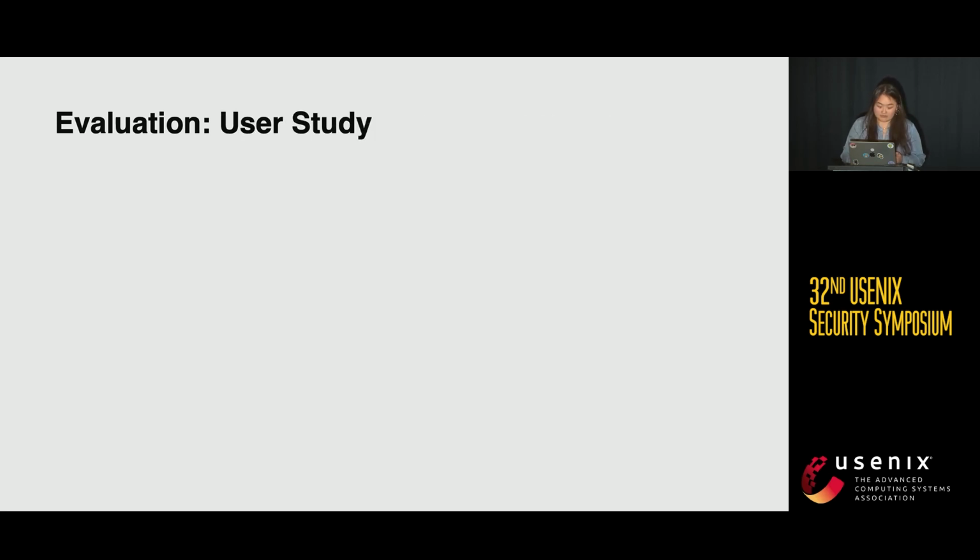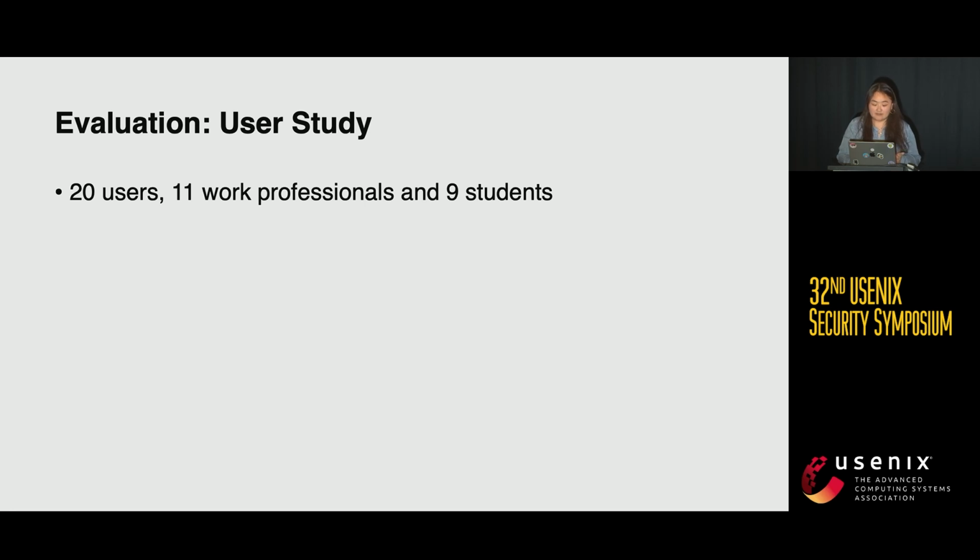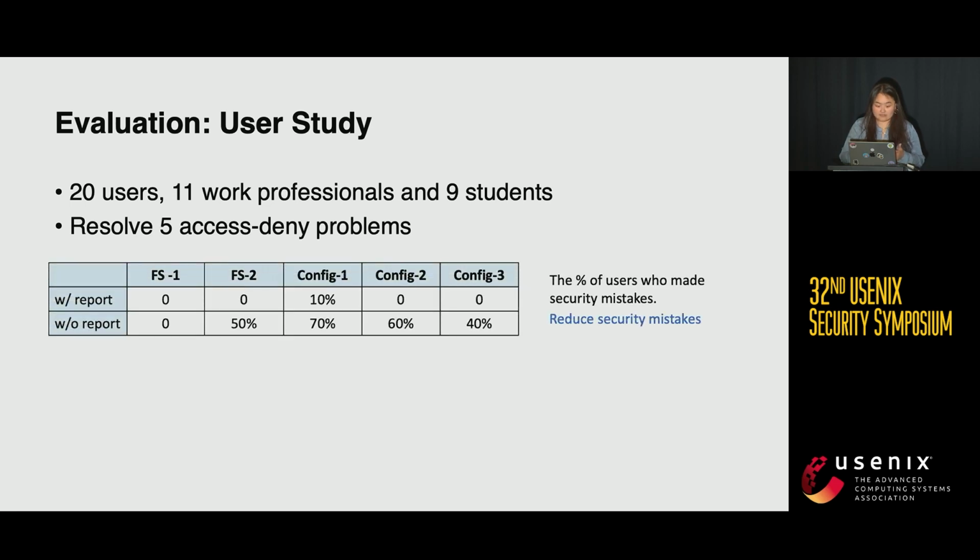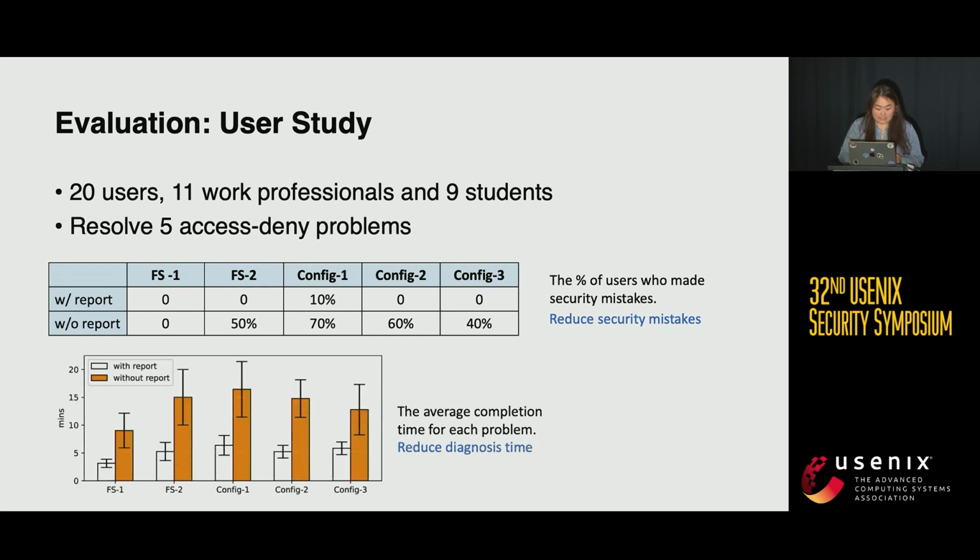And the second evaluation is we want to learn whether this tool is useful for actual system administrators. We did a user study of 20 users, 11 work professionals and 9 students. For each of them, they were asked to resolve 5 access denial problems, randomly ordered. As a result, first of all, we want to study the percentage of users who made security mistakes. And it shows that with our tool, you can reduce the security mistakes. And second of all, we want to understand if this can reduce the average completion time. And we see that this can reduce the diagnosis time by 1 to 4 times.